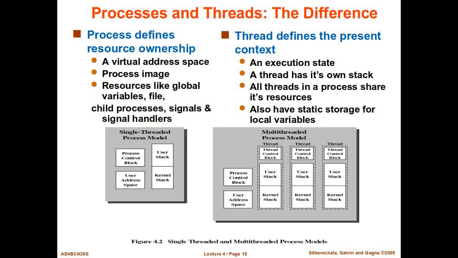Difference between process and threads. Many students get confused between processes and threads. A process defines resource ownership, that is, a virtual address space of the process image and all its resources. It is basically for memory protection and avoiding illegal access of another process. A thread, on the other hand, defines the present context or state. A thread has its own stack and storage for local variables, and all threads in the process share the resources.